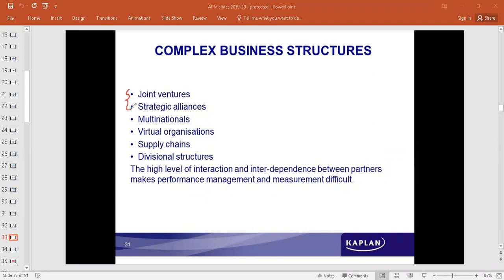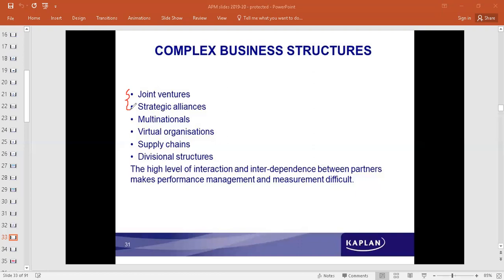Then we have multinationals, virtual organizations, supply chains, and divisional structures. See, joint ventures and strategic alliances: these are structures where people from different organizations come together to carry on with the activities. So there is a business done jointly, by coming together and carrying out the activities.